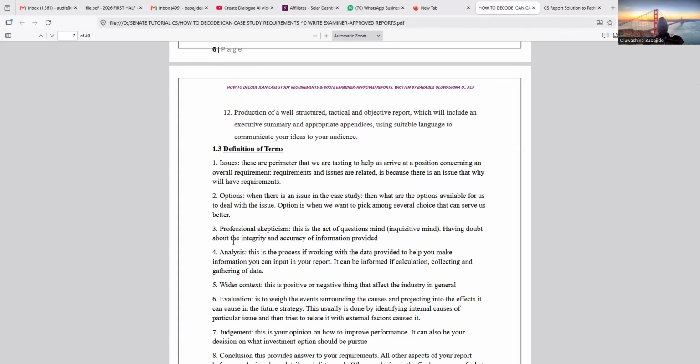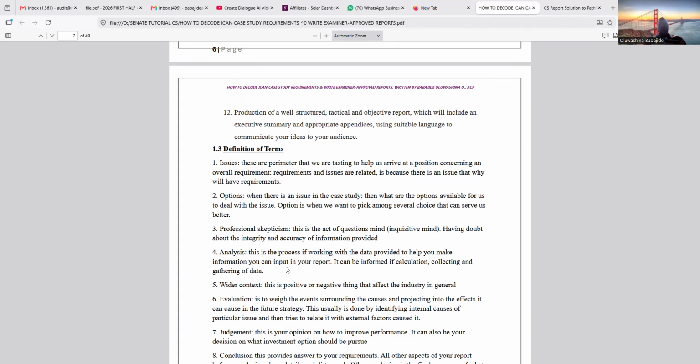So this is the act of what? Questioning mind, inquisitive mind, having a doubt about the integrity and accuracy of information provided. You are doubting that information given to you. What is the source of this information? What is the source of data? How did they arrive at this revenue? They didn't give you notes to the account. They didn't give you cash flow analysis. They didn't give you a lot of information. You are asking yourself, I didn't have it, I didn't have it, I didn't have it.